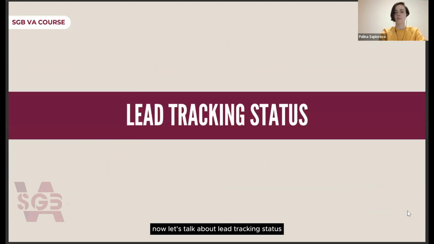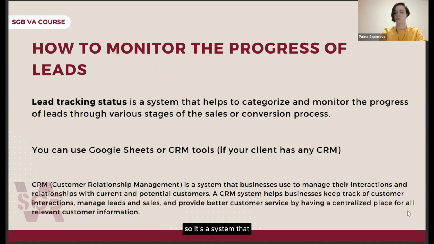So let's talk about lead tracking status. It's a system that helps you to categorize your progress with leads. So what are their stages, what is the progress, etc. To track your lead status, you can use either Google Sheets or CRM tools. With Google Sheets, it's easier because it's just a table where you can put all the information you have, but it can take much more time and effort.